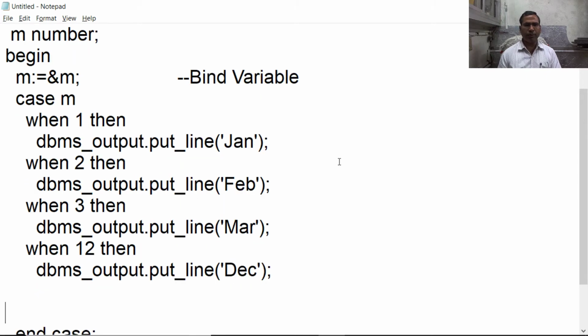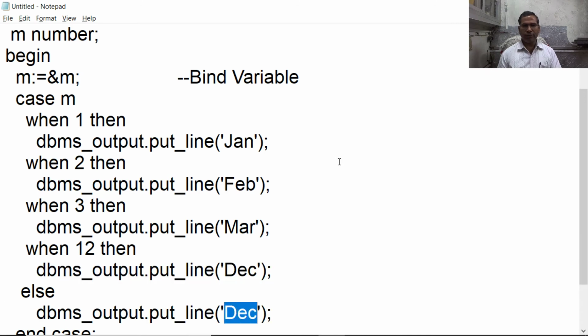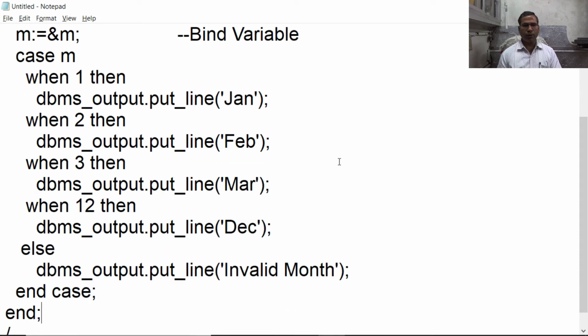But it may be possible that the user enters something else. So we can write an ELSE statement. And inside the ELSE statement, I am writing invalid month. Now the program is ready.